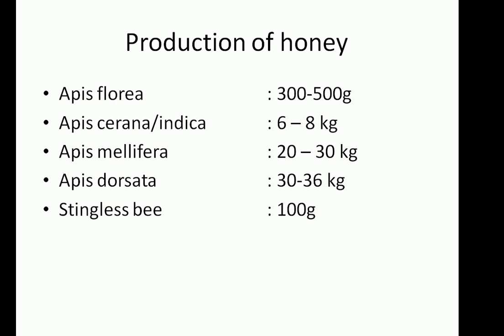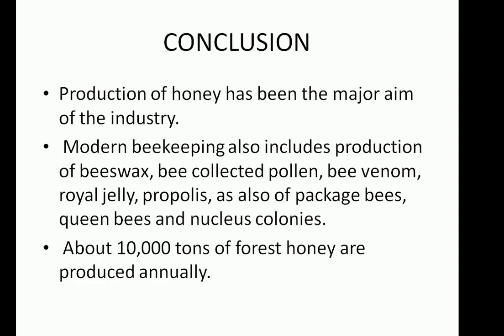Conclusion: the production of honey has been the major aim of the beekeeping industry. Modern beekeeping also includes the production of beeswax, bee-collected pollen, bee venom, royal jelly, propolis, and also the supply of queen bees as a nucleus colony. Up to 10,000 tons of forest honey are used annually in India. We are also open to this field of beekeeping in future prospects and good ideology for beekeeping.